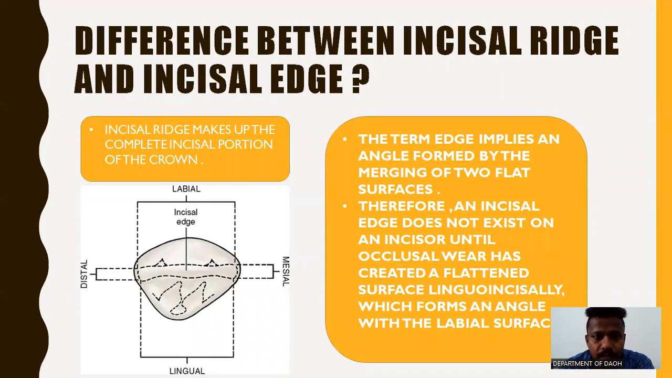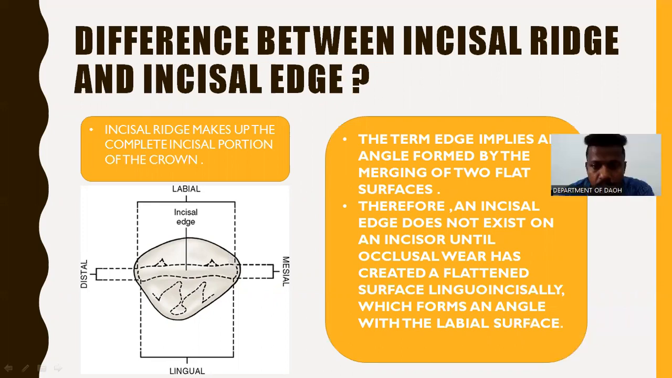Difference between incisal ridge and incisal edge. The incisal ridge makes up the complete incisal portion of the crown. You can see here is the incisal ridge. The term edge implies an angle formed by the merging of two flat surfaces. Therefore, an incisal edge does not exist on the incisor until occlusal wear has created a flattened surface linguoincisally, which forms an angle with the labial surface. This is the labial surface and this is the lingual surface. You can see here.